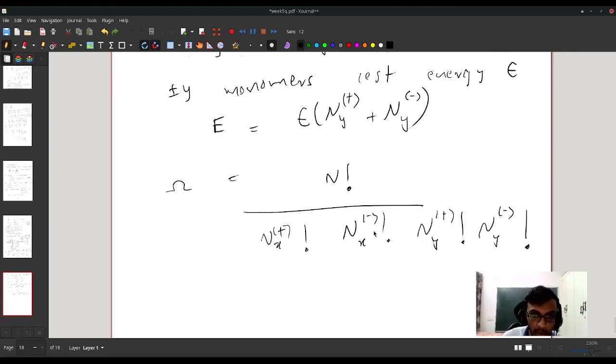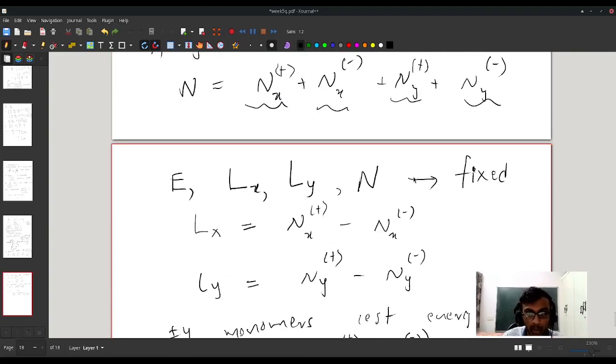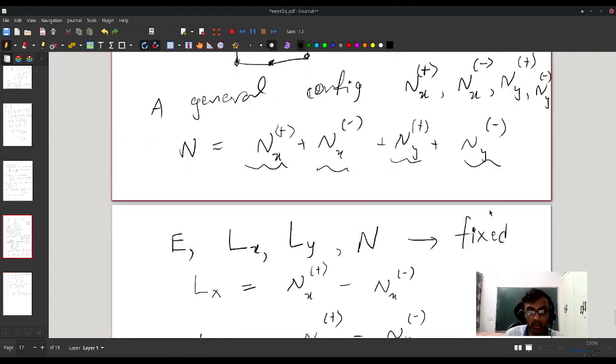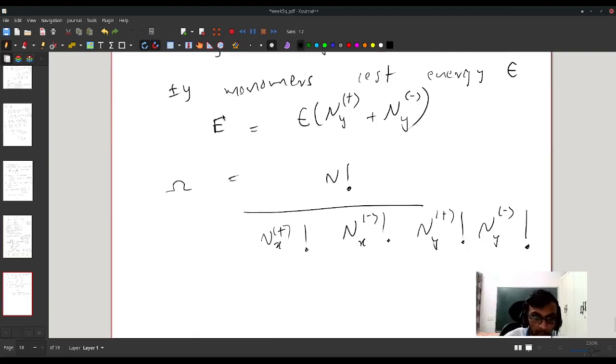Yeah, and so we can express all these in terms of, we can solve for nx plus and these four numbers in terms of the parameters of the ensemble. So there are four equations, and you can solve for these in terms of the parameters. So finally we can get the entropy as a function of E, Lx, Ly, and N.